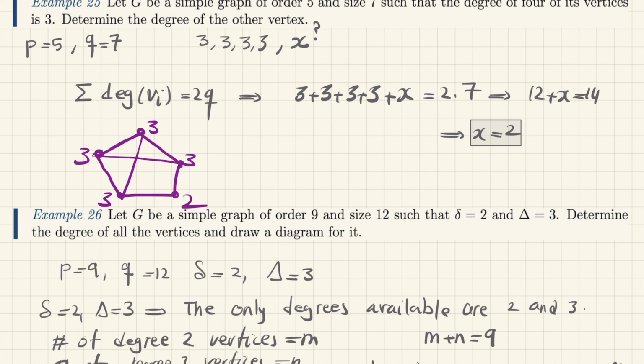So I need to solve this system of equations: M plus N is 9, and 2M plus 3N is 24. So what is N? N becomes how much? 6. M becomes 3.